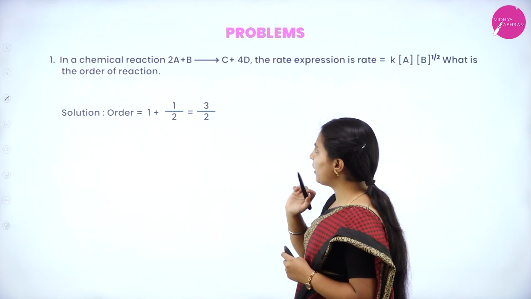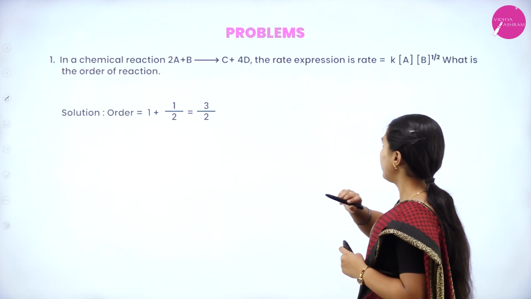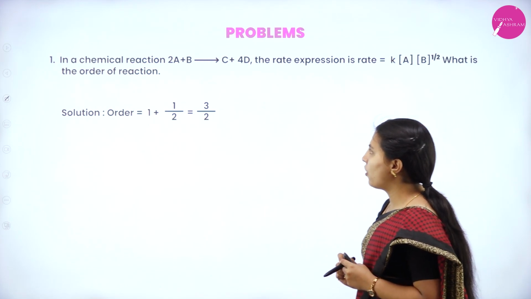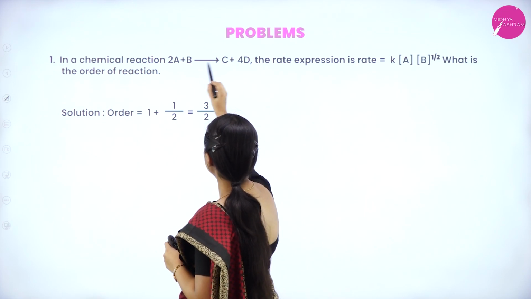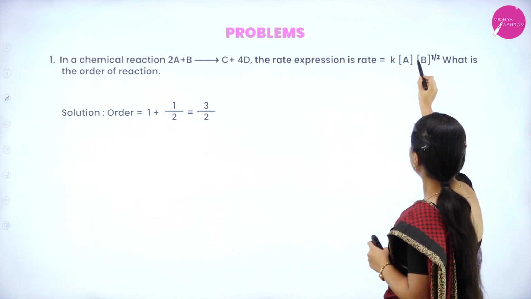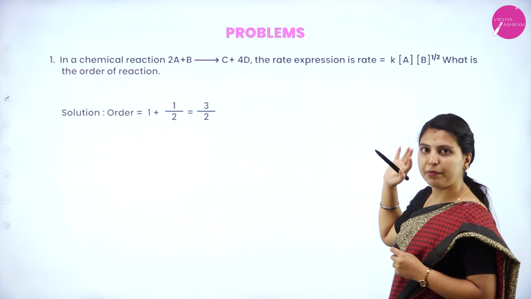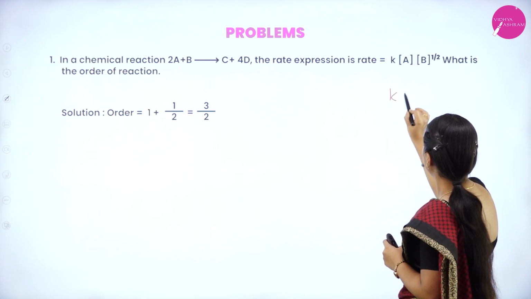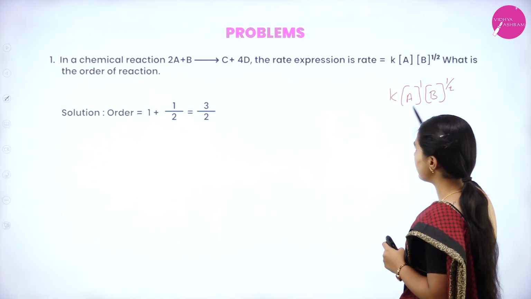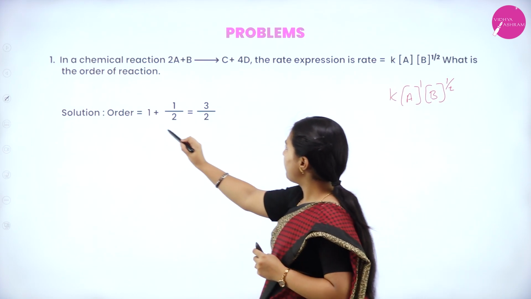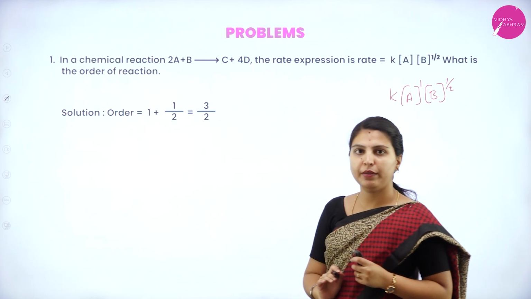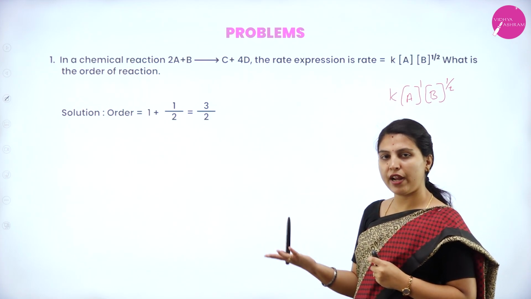Next, problems. In a chemical reaction 2A plus B giving rise to C plus 4D, the rate expression is given as rate equal to K into concentration of A into concentration of B to the power half. What is the order of the reaction? Order for this is 1 plus half, giving 3 by 2. See here, A has only power 1, and B has power 1 by 2. If nothing is written, we consider it as 1. So 1 plus 1 by 2 is 3 by 2. Order will be 3 by 2. As we told, order of a reaction can be a fraction or it can be 0.